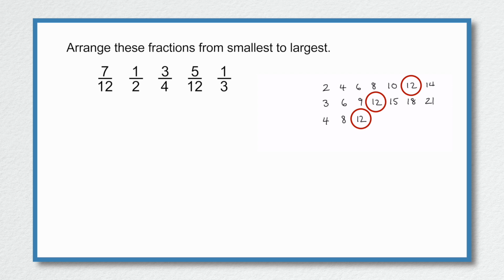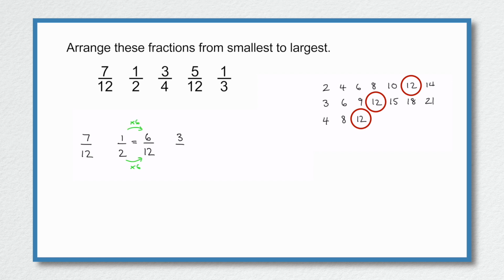I'm hoping that you might have noticed that 12 is a multiple of 2, a multiple of 3, and a multiple of 4. Now that we know what the lowest common denominator is, let's write equivalent fractions for a half, 3/4, and a third. So a half, well, 2 multiplied by 6 is equal to 12, and 1 multiplied by 6 is equal to 6.